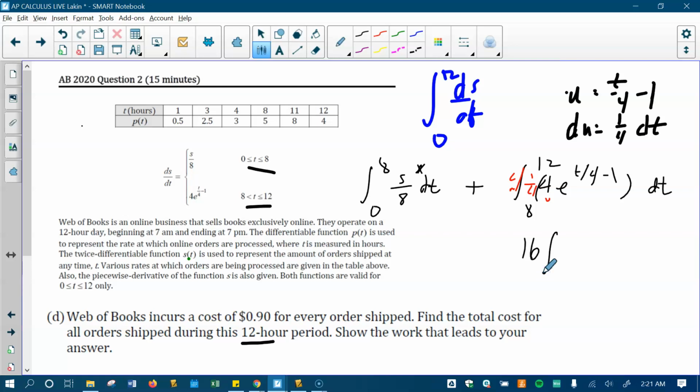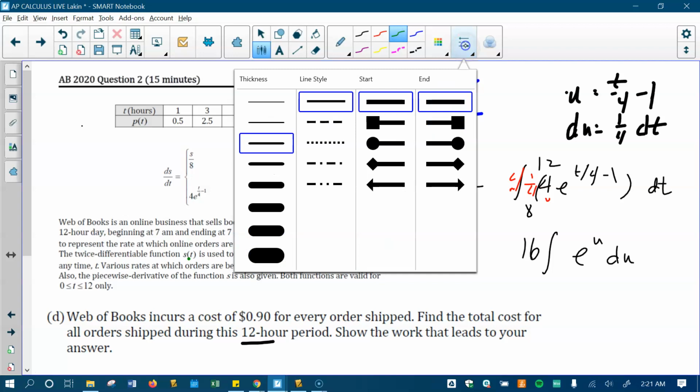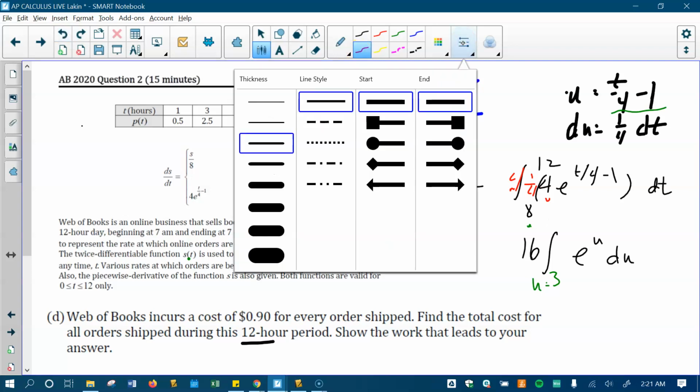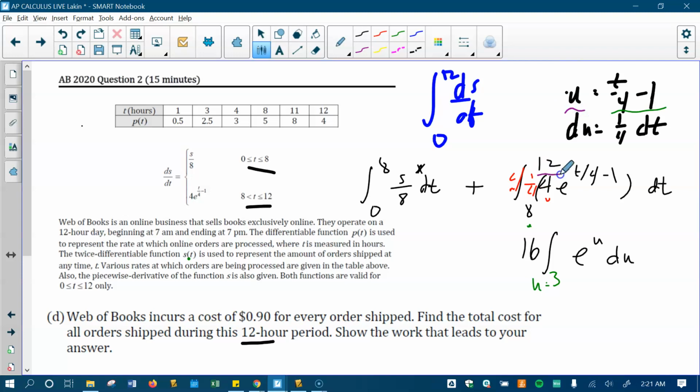So I'm going to now get 16 times the integral of e to the u du, and I'm going to change these limits of integration. I'm going to plug in an 8 for this equation, and 8 over 4 minus 1 is 3, because now u is 3. And when t was equal to 12, u is equal to 12 over 4 is 3 minus 1, so u is equal to 2. That seems wrong. I see what I did here. 8, 12, 4, that's okay, so this is 2.